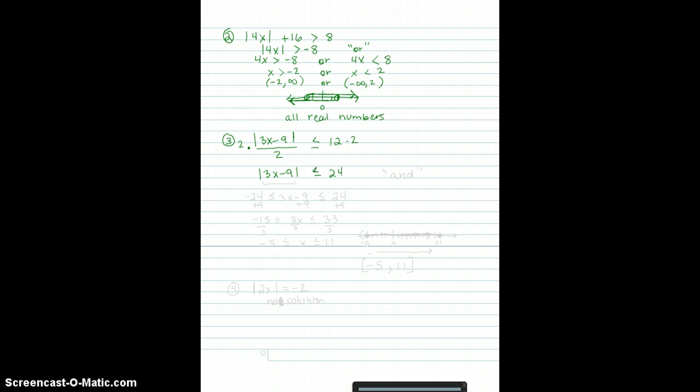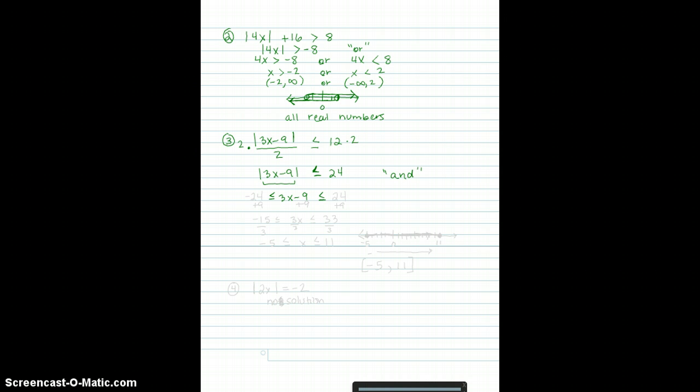Now, since this is a less than symbol, less than or equal to actually, it's going to be set up as an and compound inequality, which is a conjunction. And you're going to have to memorize these two things. So that means we're going to set this up as an and. What goes in the middle is my absolute value. So 3x minus 9 goes in the middle. And on either side, I'm going to put whatever symbol I have. In this case, it's less than or equal to. So it's going to be less than or equal to on either side.